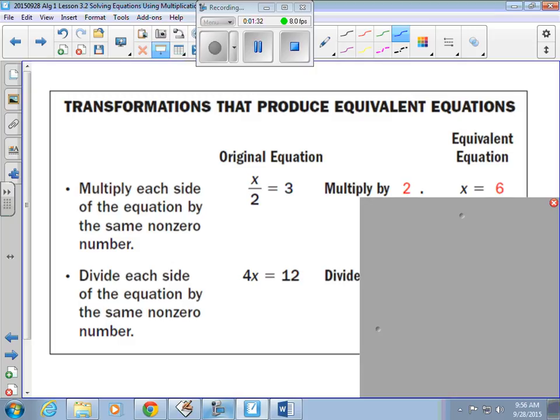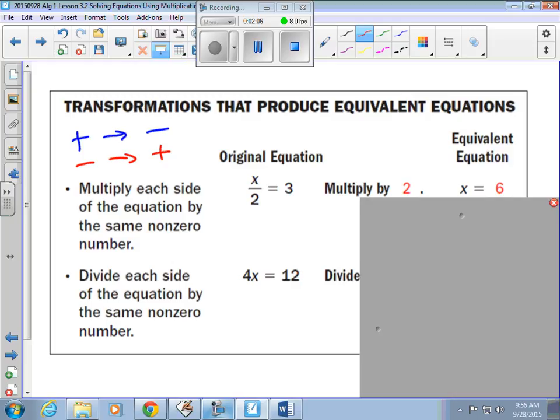Transformations that produce equivalent equations. The first one, we talked about this last week, that addition cancels out subtraction, and subtraction cancels out addition. So addition and subtraction are paired together. When you have something saying minus on one side, you add it to both sides and it'll cancel it out. When you have something saying plus on one side, you subtract it on both sides and it'll cancel it out. Multiplication and division work the same way. Multiplication cancels out division, and division cancels out multiplication.